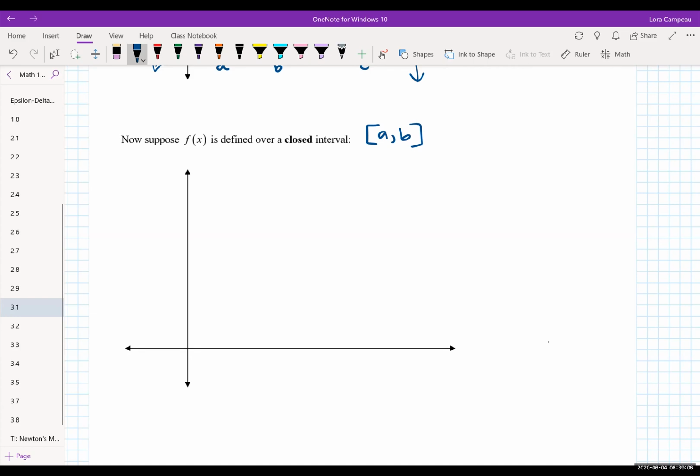And I'll draw another example, a little bit different, to play around with this. So let's say our closed interval starts at A, and then let's just say our function ends at B. And that's actually what we're trying to define as the closed interval.